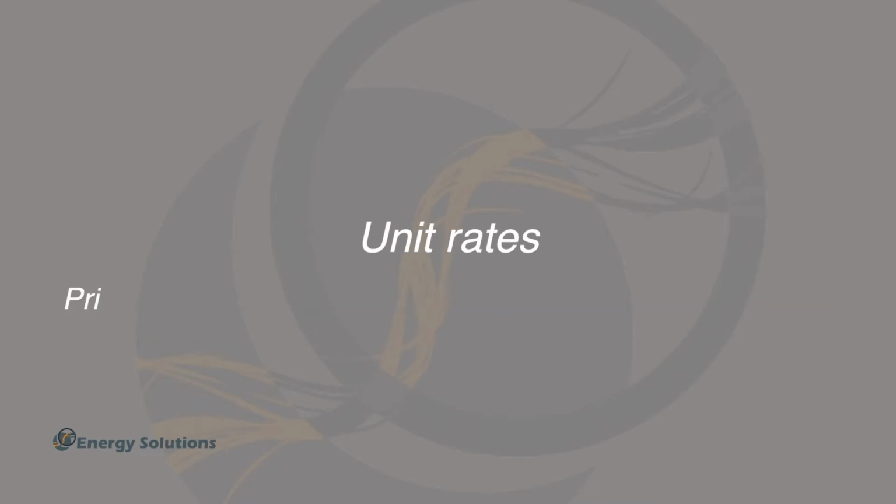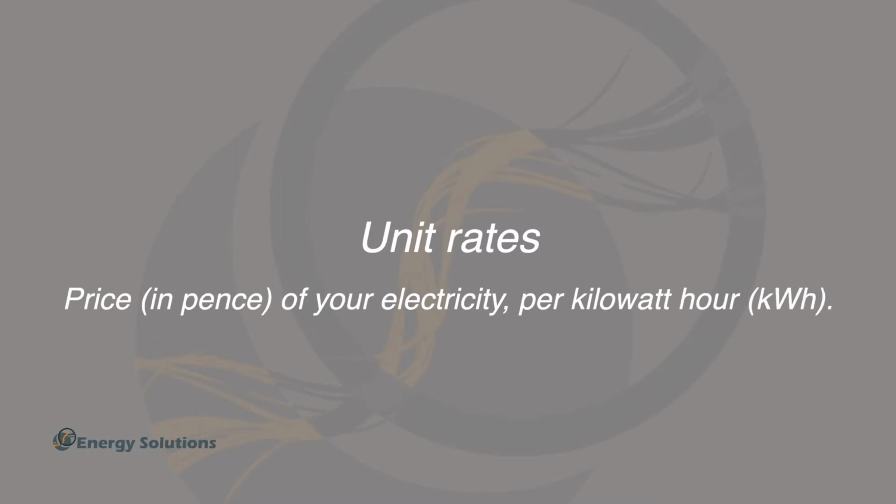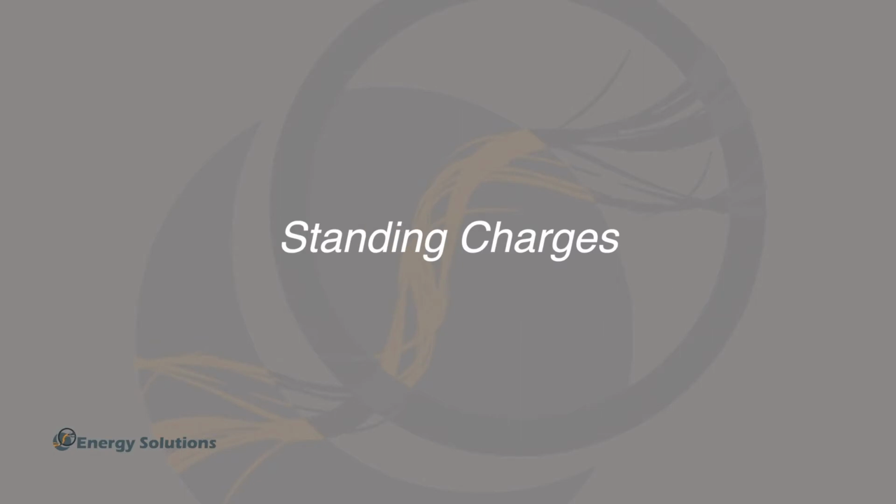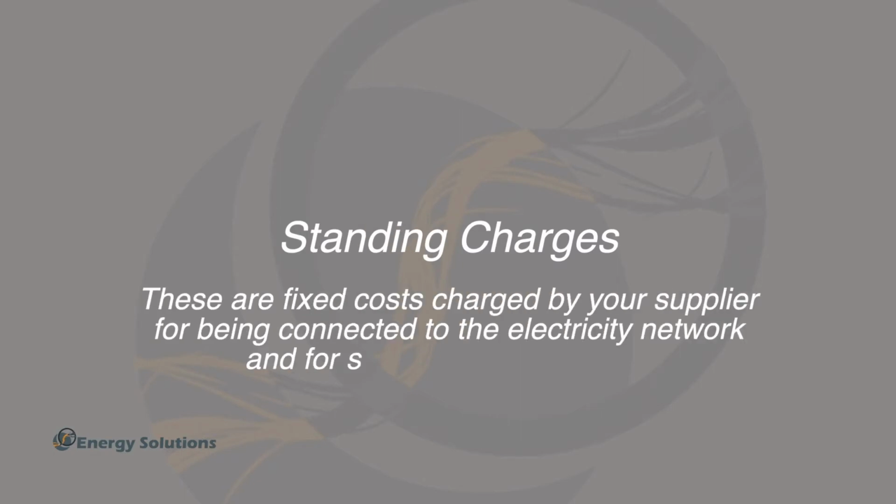Unit rates. This is the price in pence of your electricity per kilowatt hour. The cost per unit differs across the country and for different tariffs. Unit prices vary between suppliers, across regions and over time. Payment method and credit rating can make a difference too, which makes it extremely tricky for businesses to compare prices for their energy. Standing charges. These are fixed costs charged by your supplier for being connected to the electricity network and for servicing your account. They are not affected by how much energy you use.